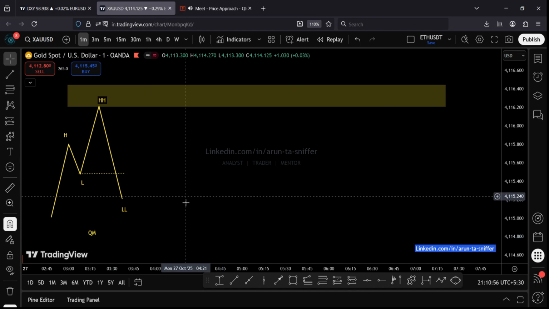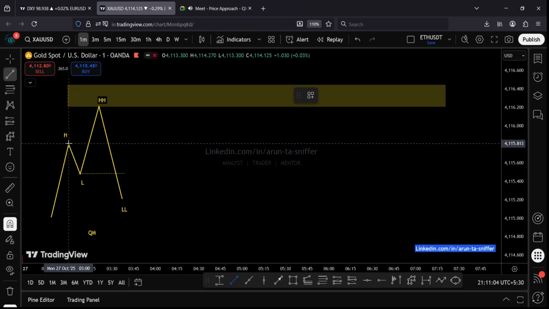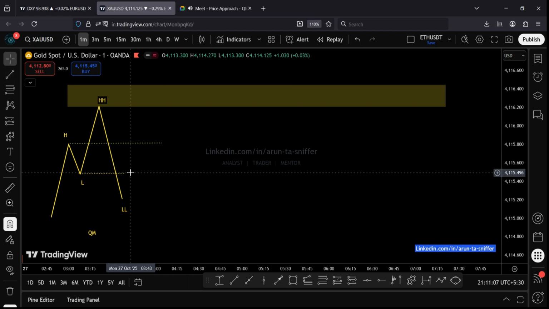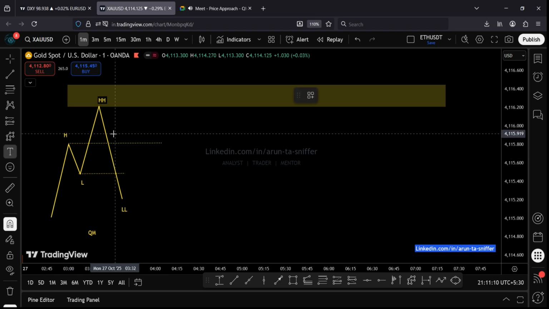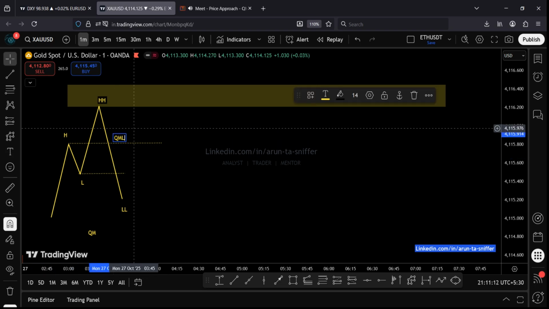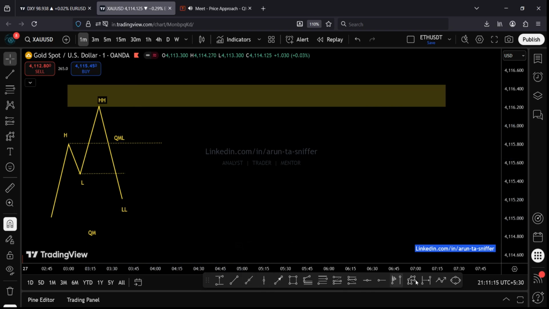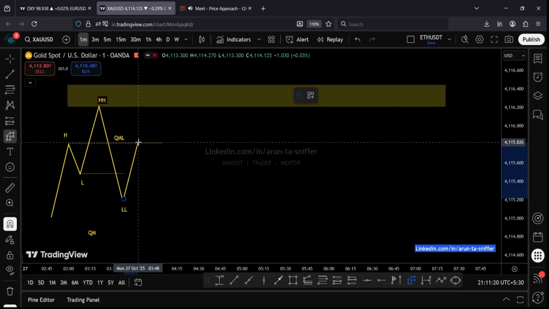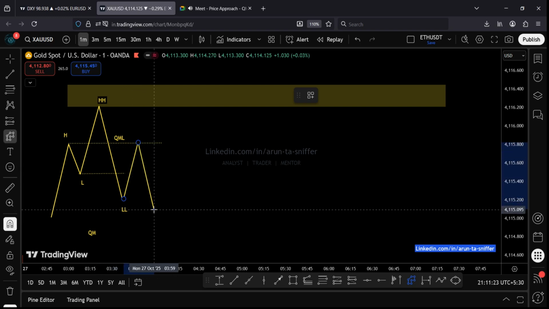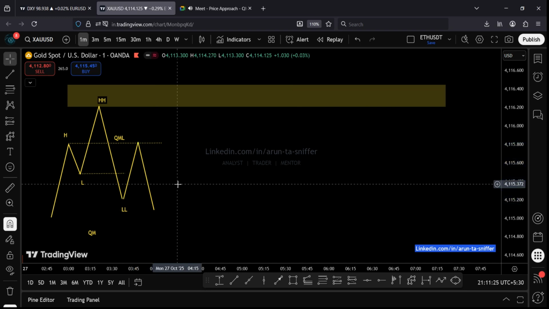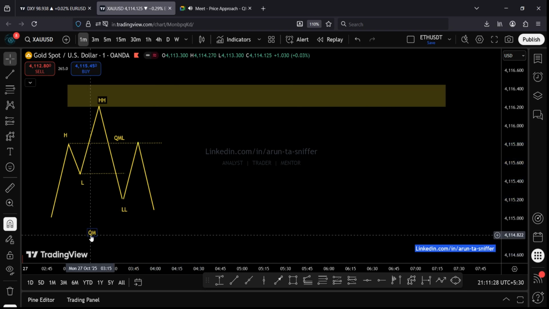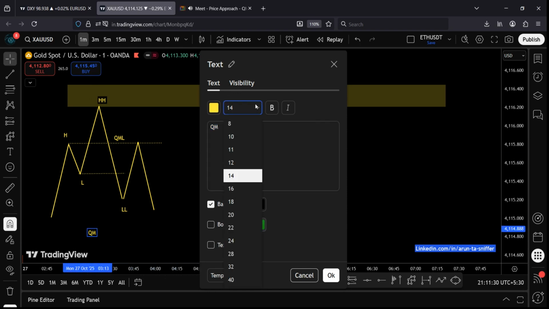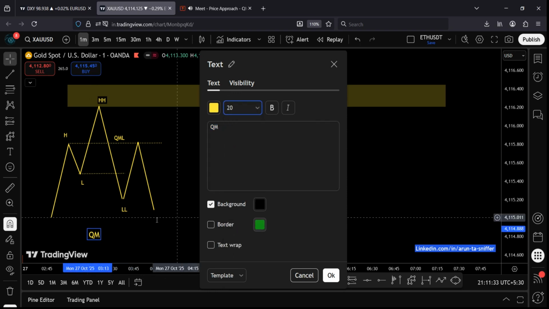Okay, so then price goes back to this high level, we call this the QM level, QML. And when price goes back to it, to the QM level, and then falls back, we call this QM. Let's make it bigger. 20. Okay, fine.